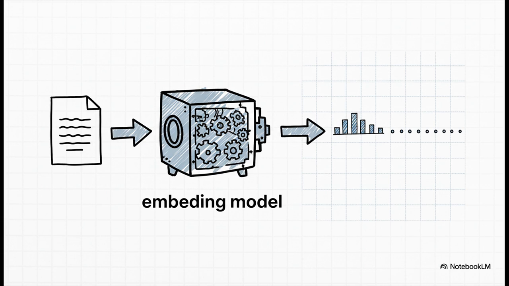You can think of it as a set of coordinates, and the number of coordinates, the number of dimensions, well, that just determines how detailed and nuanced our map can be.